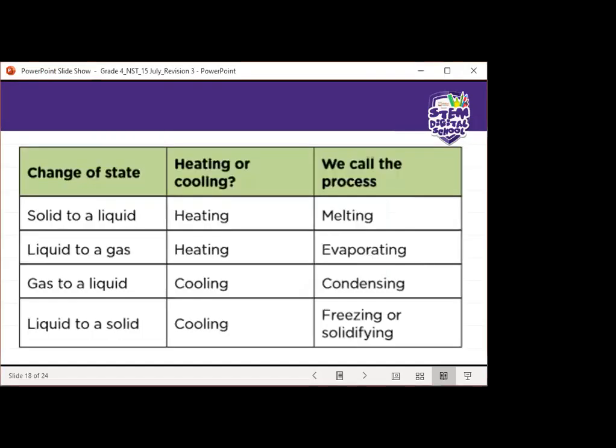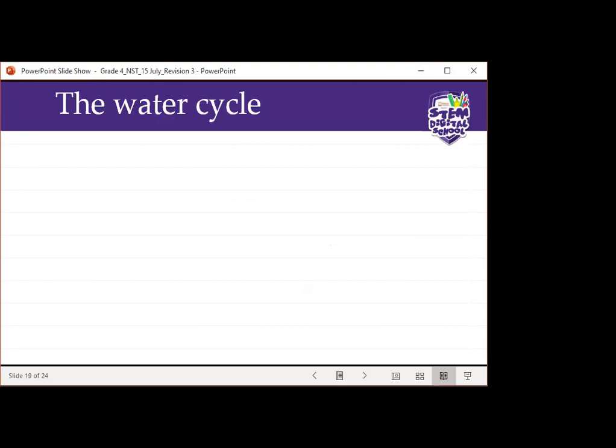Okay, so very much important to note that when a solid moves to a liquid, we need to heat it, and the process is called melting. And when a liquid moves to a gas, we also need to heat it, and it is called evaporating or evaporation, right? And when a gas moves to a liquid, it needs to be cooled, and that process is called condensing or condensation. And if a liquid moves to a solid, we also need to cool that liquid, and that is called freezing or solidifying.